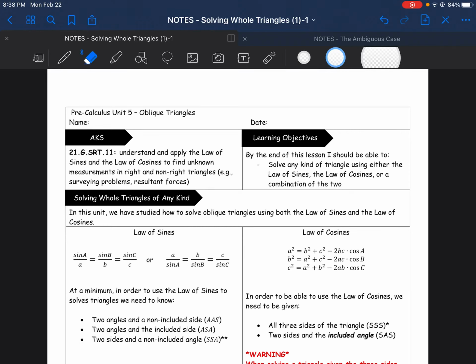In today's video, we're going to be looking at solving whole triangles of any kind using either the law of sines, the law of cosines, or a combination of the two. Let's go ahead and get started.